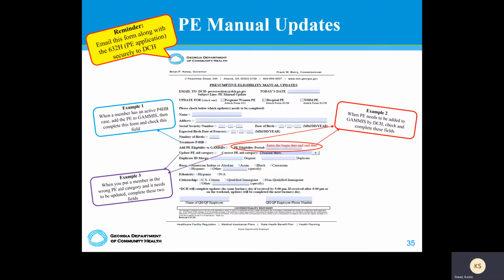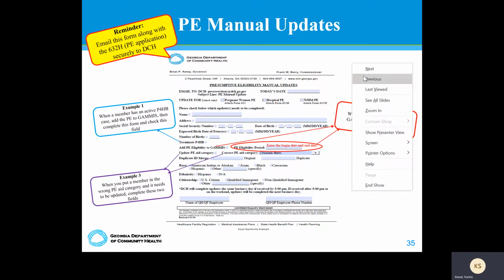And then the last example, if you mistakenly put someone in the wrong aid category and that needs to be updated, go down to the field where it says update PE aid category, check that box, and right beside it, it says correct PE aid category. Click on that drop down box and select the correct aid category that individual is supposed to be in. And then you're going to go down here, print your name and your telephone number, and that's it. So again, do not fill out this whole entire form. Only fill out what is applicable depending on the situation that you have.